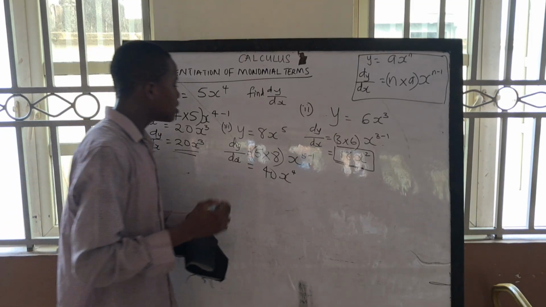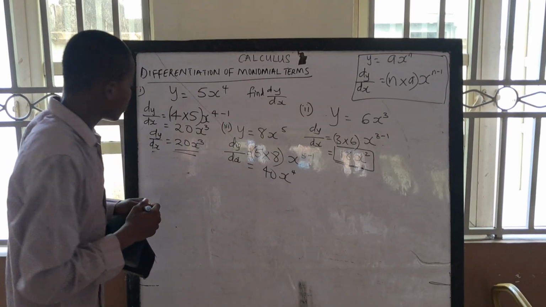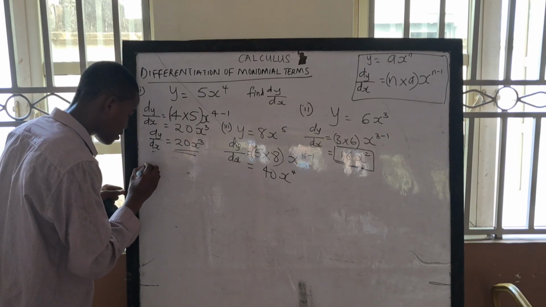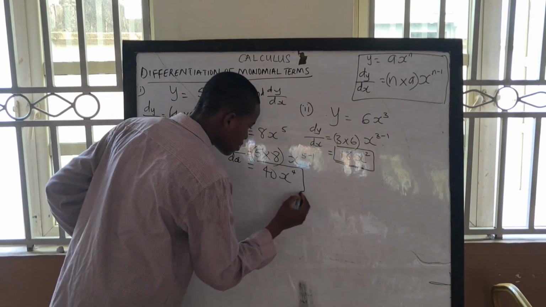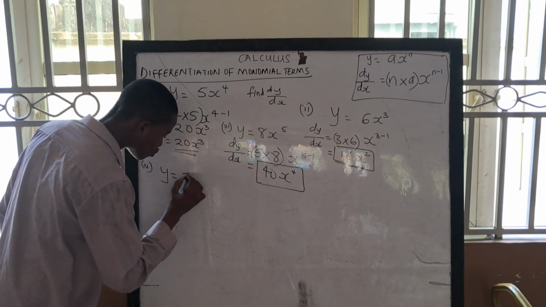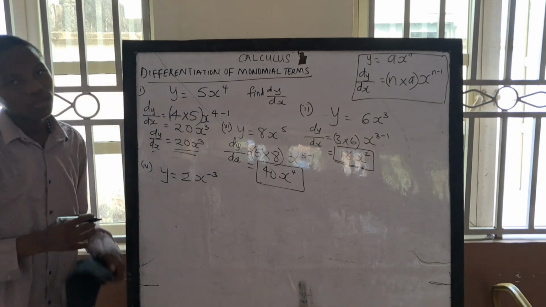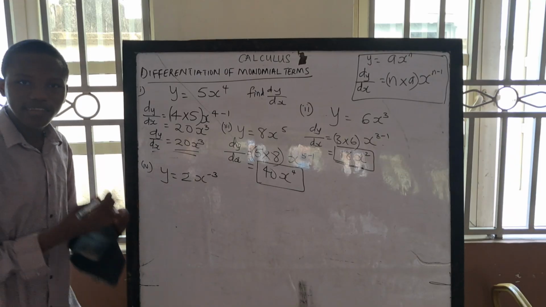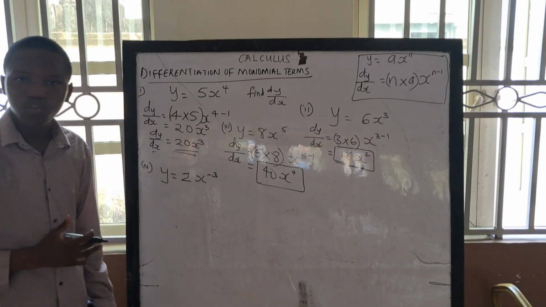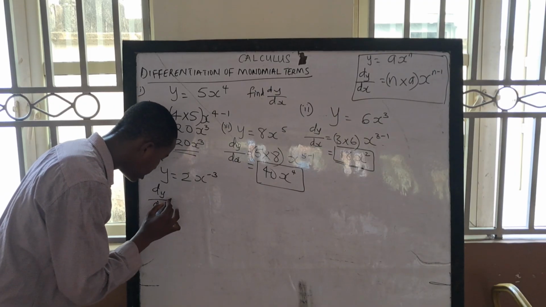Now, let's take it to a complex level. If you have something like y equals 2x raised to the power minus 3. So don't be scared if you see a negative power. It's still the same rule. Find the gradient function of y. That's dy dx.